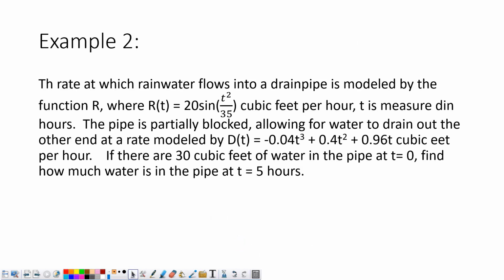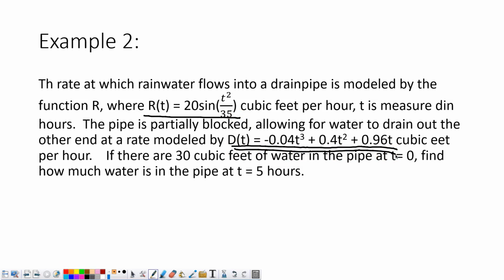Example 2. The rate at which rainwater flows into a drain pipe is modeled by the function R of t, where R of t is that. Notice the unit's cubic feet per hour, so you've got that much water coming in. T is measured in hours. The pipe is partially blocked, allowing for the water to drain out the other end at a rate modeled by this. So here's our rate in. Water's coming in at that rate. Water's leaving at that rate.